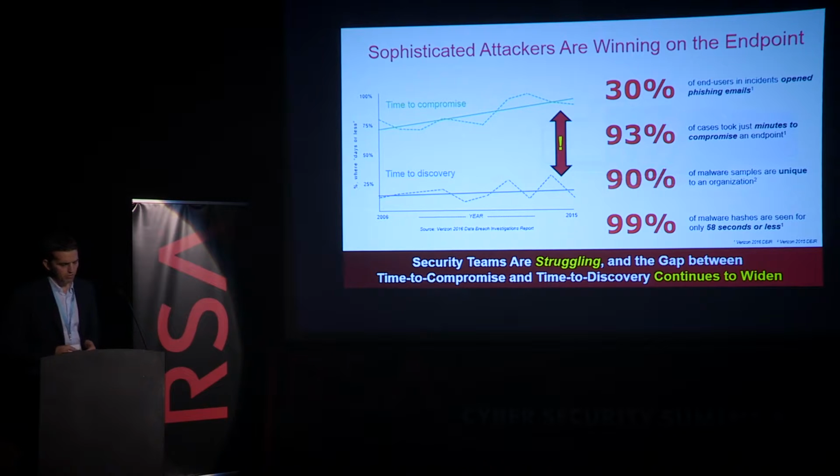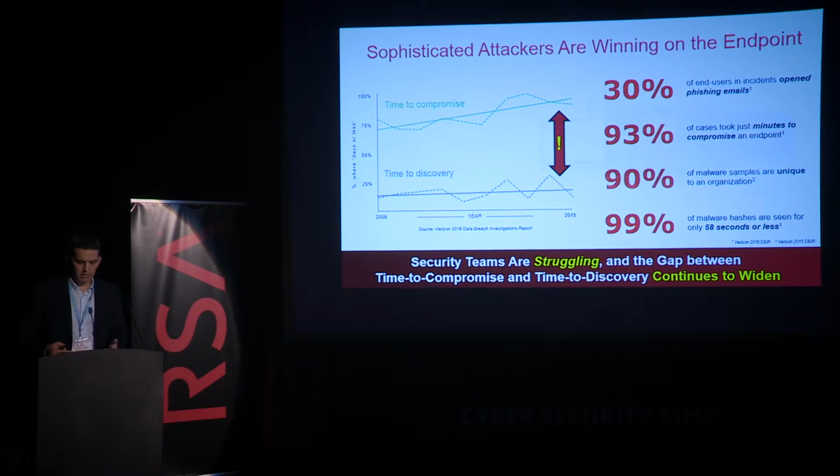So what we are trying to achieve here is to have better visibility with our solution. If you take a look at some statistics from the Verizon breach report, you will see that 30% of all these incidents are opened through phishing email, and 93% of those are opened within 1 minute. And 90% of all malware or attacks out there today are unique to the organization. Also, 99% of all the hashes, when you install something on your endpoint, are seen for less than a minute. So we are struggling, and the time to compromise and time to discovery lines will be more separated in the future if we still use the same perimeter devices and do not change our thinking.